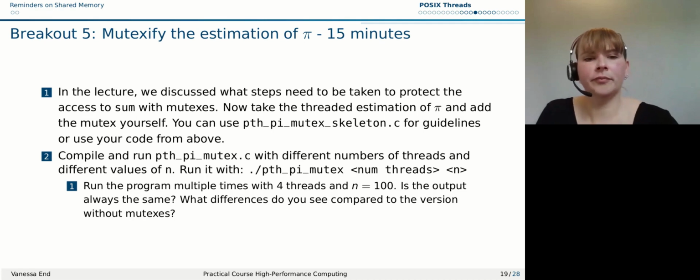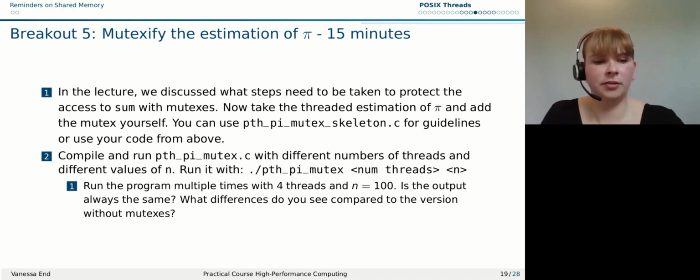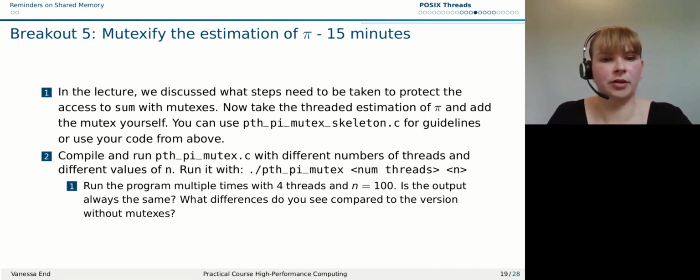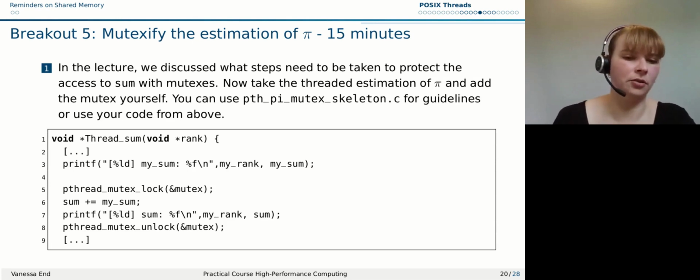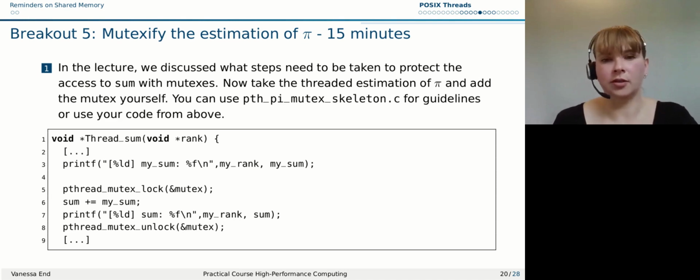Okay, so you hopefully managed to find the critical section and mutexify it. And we already discussed where the critical section is, and that should be on one side, the sum needs to be protected, which also means that you need to protect the print statement with the sum, because once you unlock the mutex, it could happen that another thread adds its own sum to sum before you actually get to printing out this message.